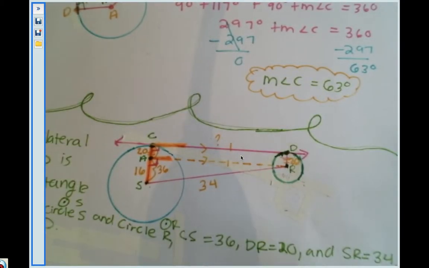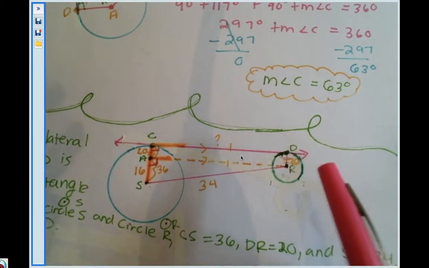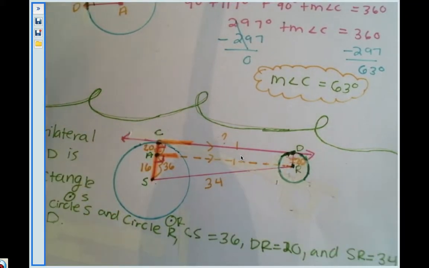Okay, so now I'm really trying hard either to find CD, which is what I want to find, or AR. Because if I can find AR, that means I can find CD. So let's see.